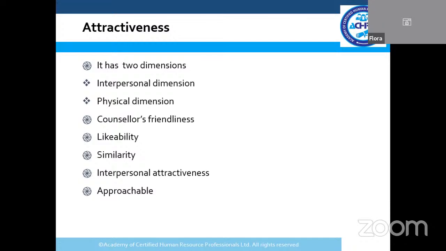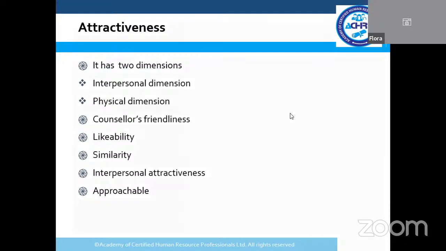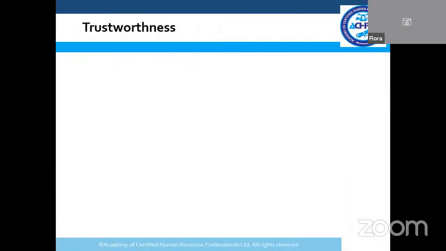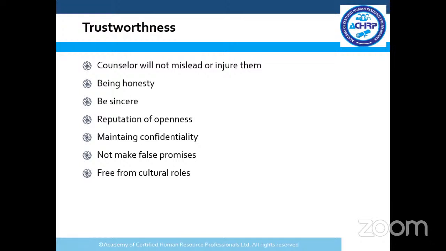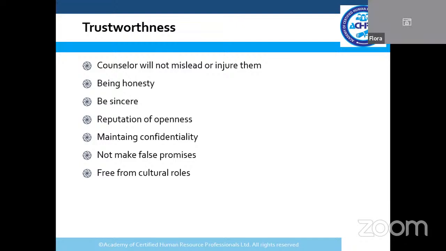Not that they rehearse before they come to you. Then the other enhancement variable is trustworthiness. When we talk about trustworthiness, remember someone said here, clients can come to you when they have an issue. Maybe you are not qualified and you don't have this skill. That employee might come out worse from your office than when they came in. This means you might mislead your client, you might injure your client emotionally. When we talk about injuring, it is not only physical; emotionally is worse than when you injure your client physically.